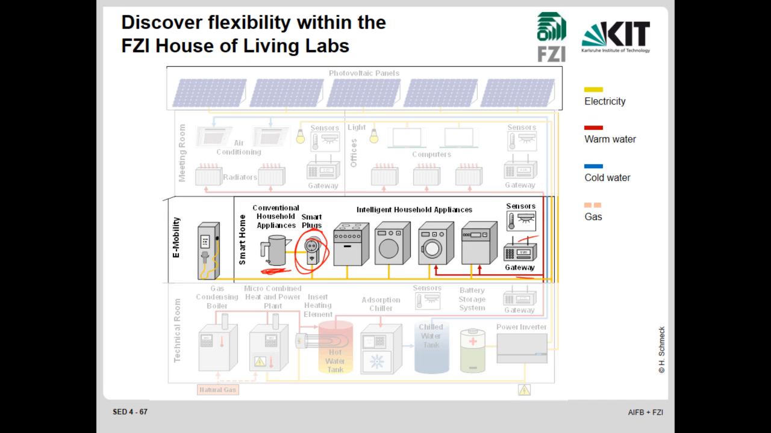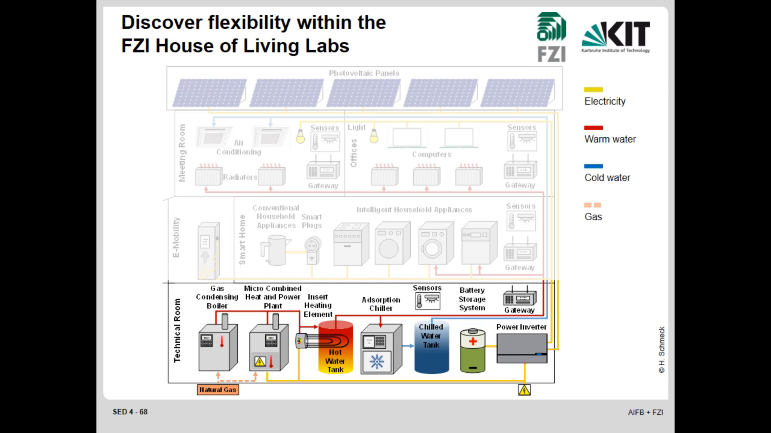Then we have all the devices in the basement, as I told you already, and we also have, which I did not have on the previous slide, this element here, an insert heating element for heating up the water just from electricity and not from gas, either from the combined heat and power plant or the condensing boiler. So we can produce heat here either from power or from gas.